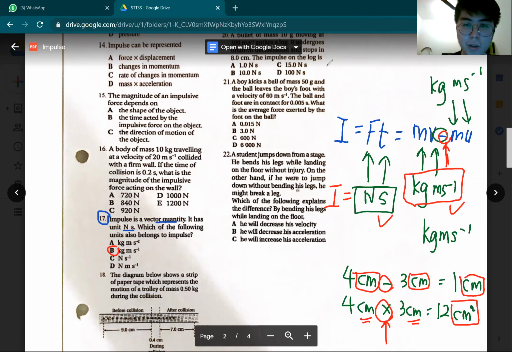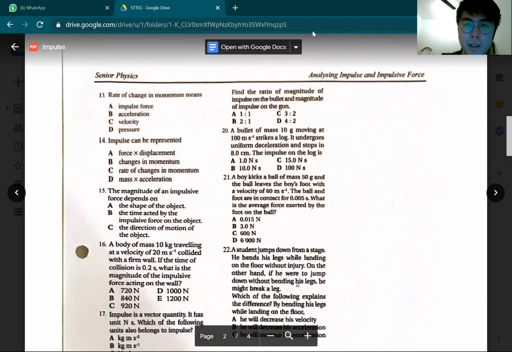Okay, last question is I want to say discuss question 20. Question 20. Okay. A bullet of mass 10 gram moving at 100 meter per second strikes a log. It undergoes uniform deceleration and stops in 8 centimeter. The impulse on the log is how many?